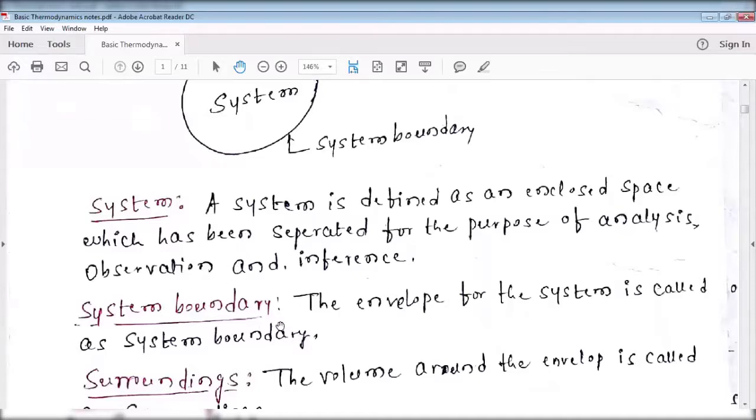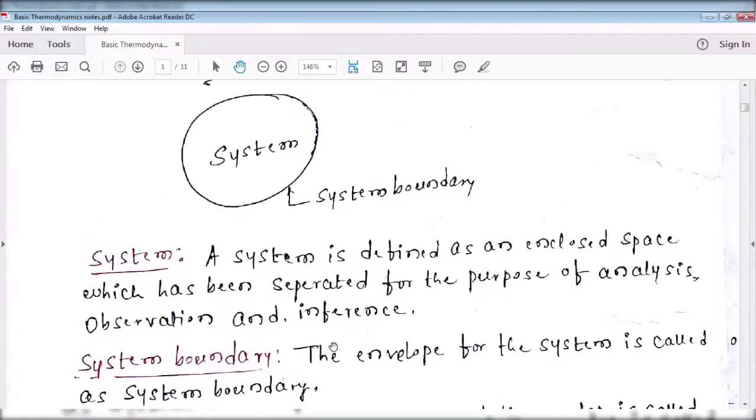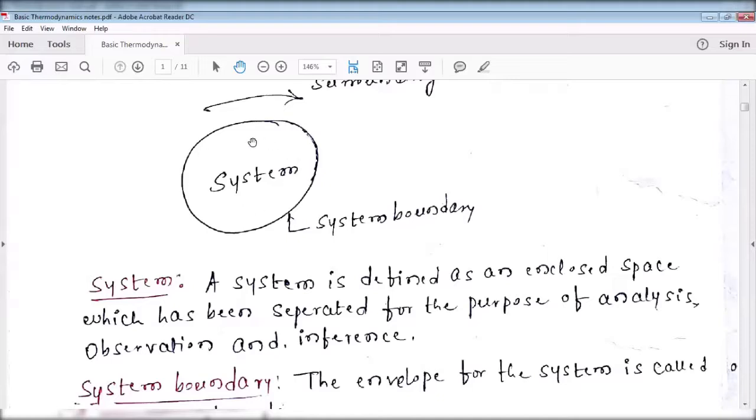Next is the system boundary. Go through the definition. The envelope for the system is called the system boundary. Whatever the system is, that system is covered. That covering envelope is called the system boundary. This is a system, the system is covered, and that cover is called the system boundary.